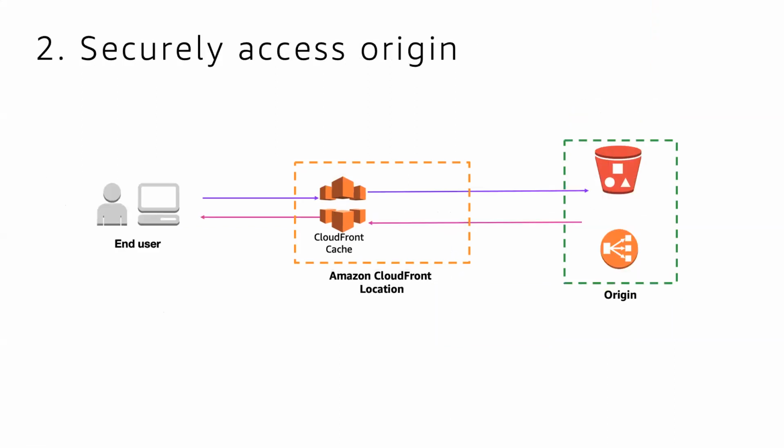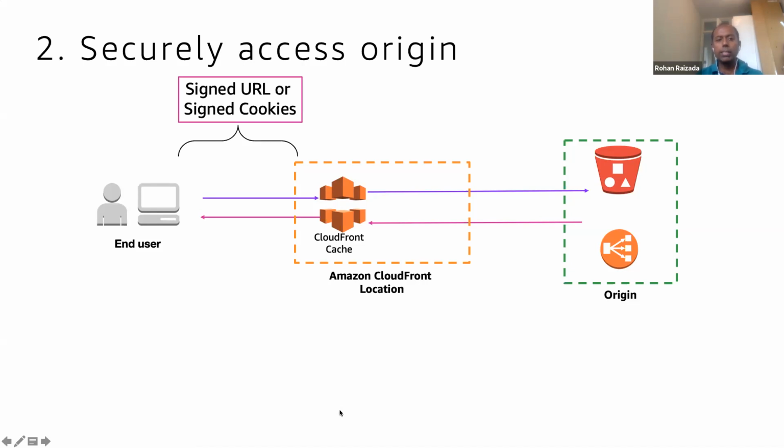So yeah, the second use case is also around securely accessing the origin. In this case, you want to be able to access the origin only when the users are allowed. So what you can do is use signed URLs or signed cookies as a mechanism, where you give those users a specific URL or certain cookies, and only they are allowed to access that content.